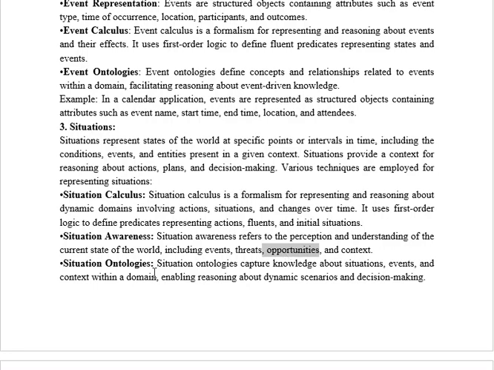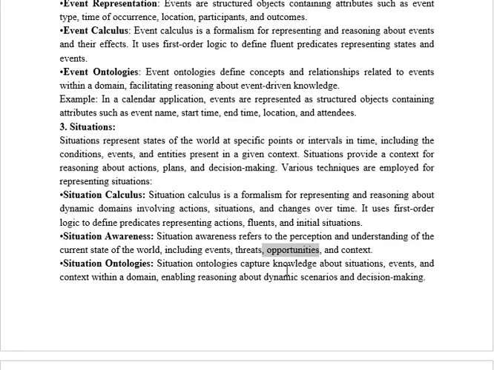Ontology is similar. It captures the knowledge about the situation, events, and context within a particular domain, and it enables decision making. So this is about the situation. Basically, a situation is nothing but what represents the state at a particular time interval.